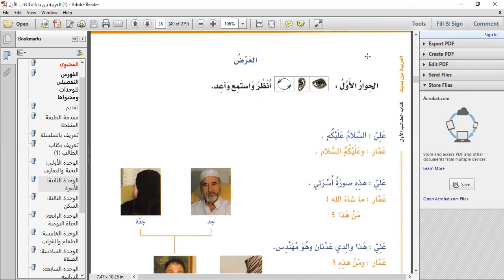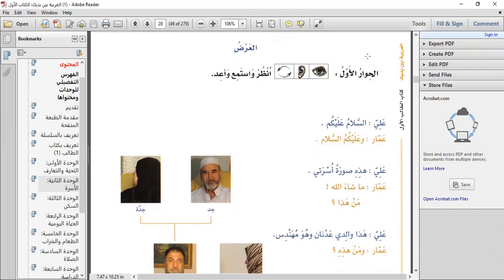Okay. So here, they greeted each other. And then Ali said, hadhihi suratu usrati. Now here, hadhihi, this, is used for feminine. Why? Because ta marbuta is here with hadha. Ta marbuta shows it's feminine. Why is it feminine? Because picture is feminine, not masculine.